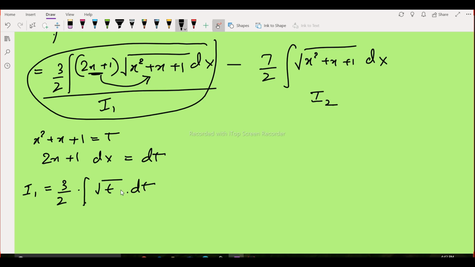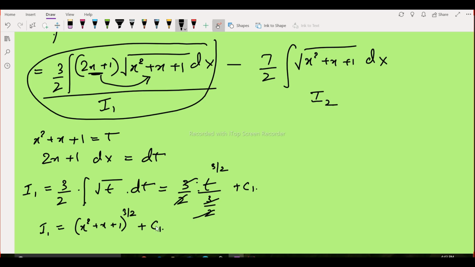So root t is t raised to half, so this will eventually be 3 by 2, this will be t to the half plus 1, which is 3 by 2, upon 3 by 2, so this gets cancelled, plus c1. So we got I1. So I1 is t raised to 3 by 2, which is x square plus x plus 1 raised to 3 by 2 plus c1. So we got the answer for I1, right?